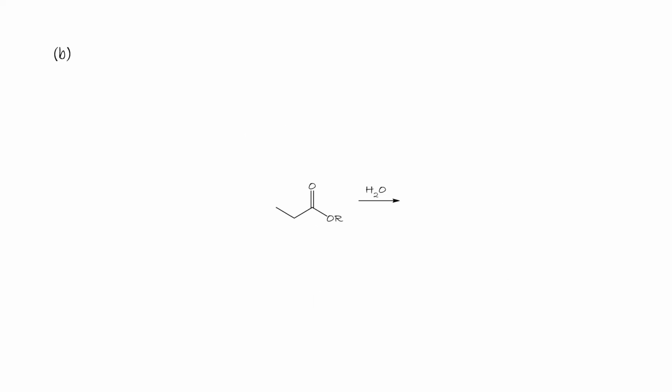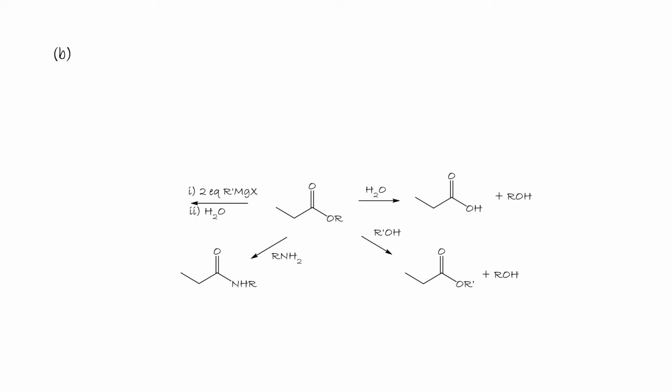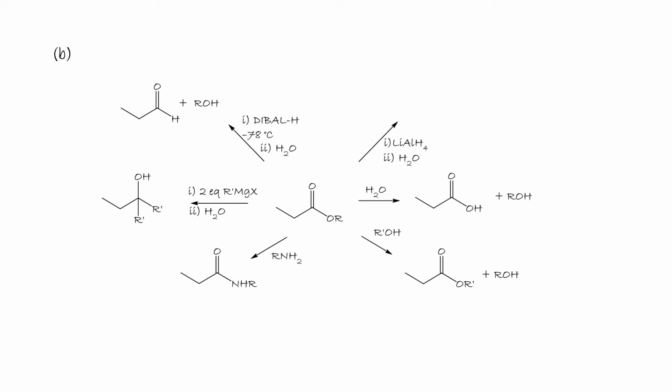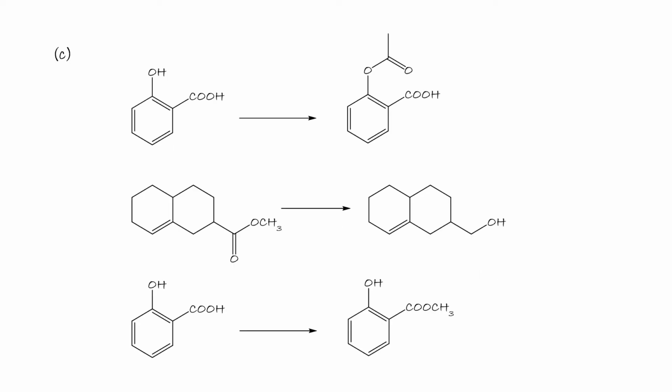What about this? Ester with water, acid. With alcohol, another type of alcohol, we call it trans-esterification in presence of catalytic amount of acid. Right. Amine, you get amide. Grignard, again, tertiary alcohol. Diisobutylaluminum hydride, aldehyde. Lithium aluminum hydride, alcohol. We are done with this one.